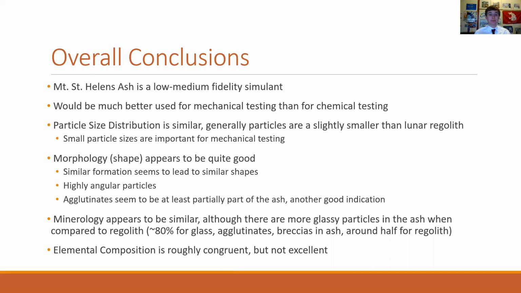So for the morphology of the shape, they appear to be very similar. Since the formation was similar, they would be similar shapes, similar angularity, and have potentially agglutinate phases, which are rare on Earth and also quite relevant. The mineralogy is similar, although in different proportions. The fact that they're both mostly plagioclase feldspar, similar glasses, agglutinates, and breccias is relevant, even though they're not the exact same proportions. And the elemental composition is similar.